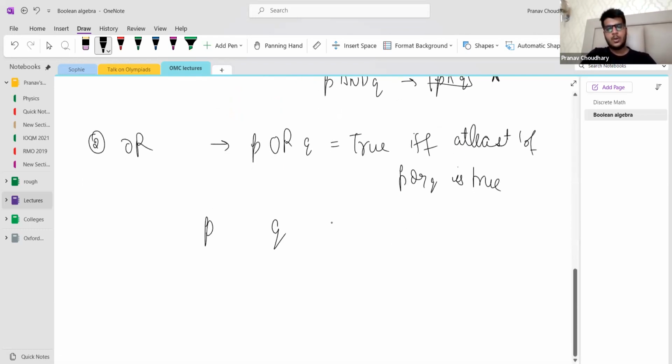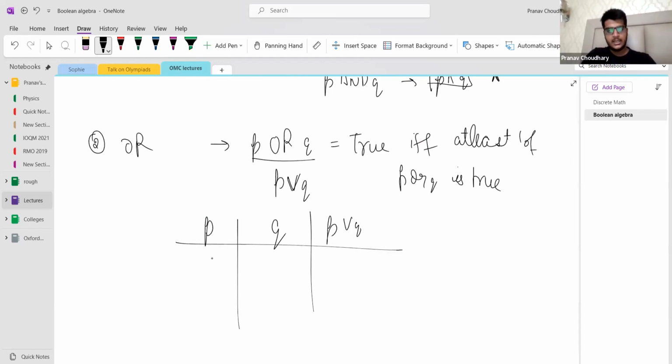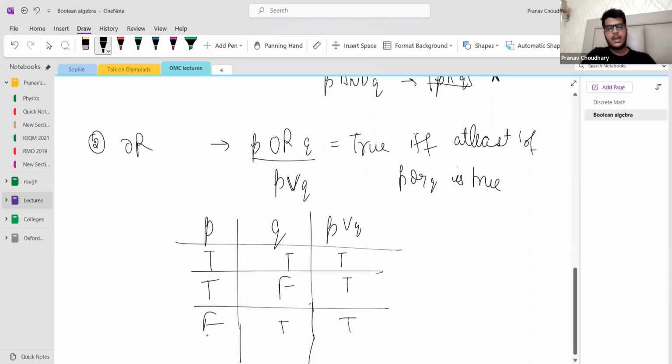So P, Q, and we denote P or Q by P and this down arrow Q. And this is the truth table basically. So if true, true, true, true, false, still true, false, true, true, because at least one of them is still true. But when both of them are false, this is false.